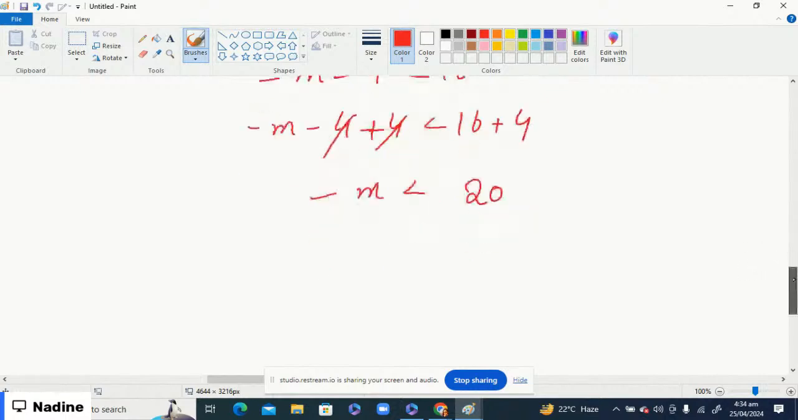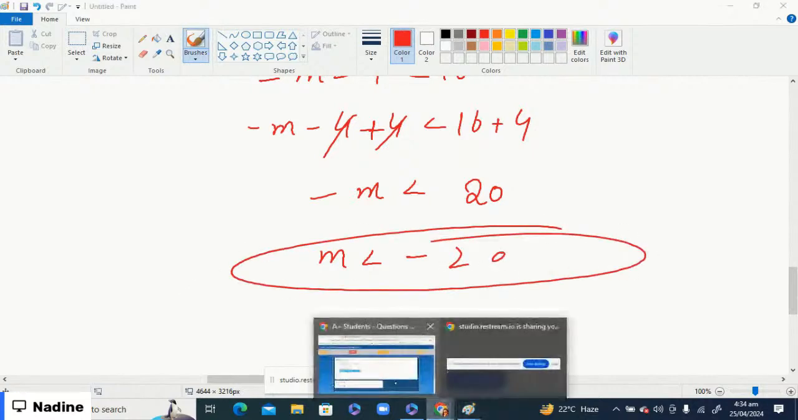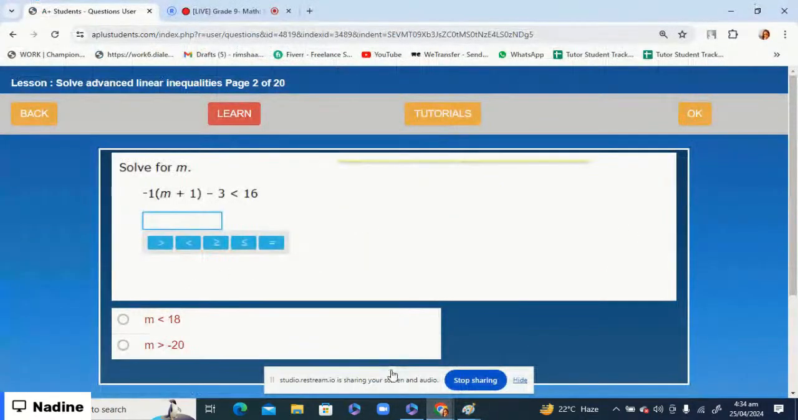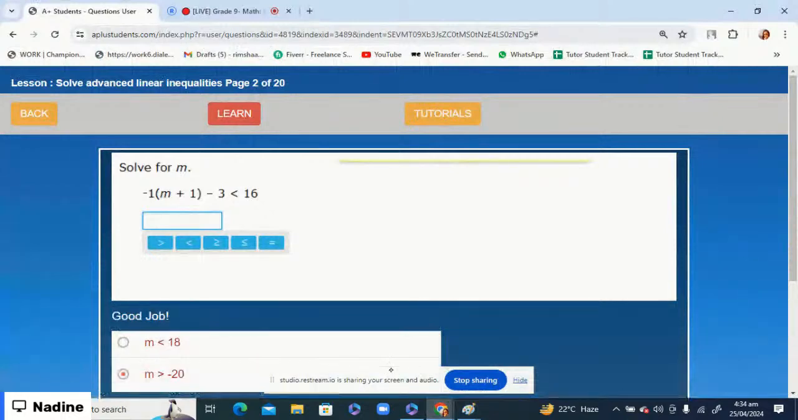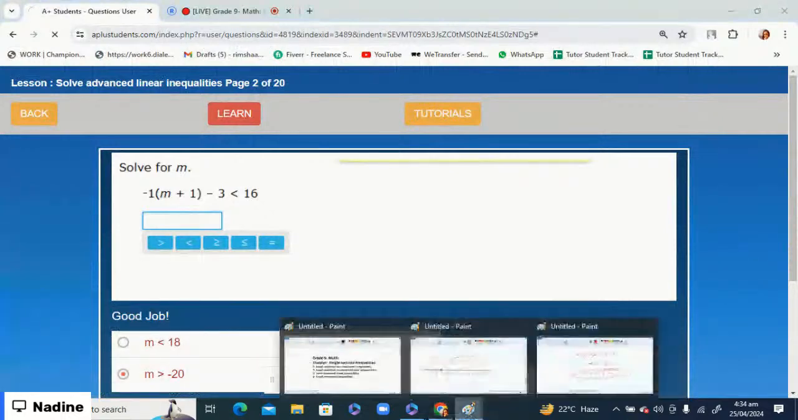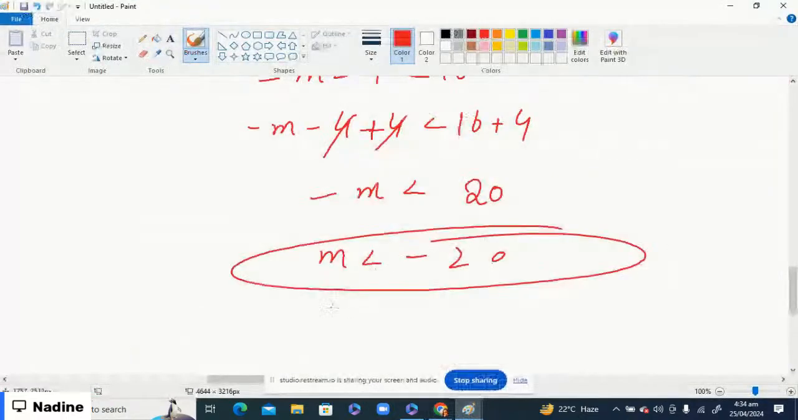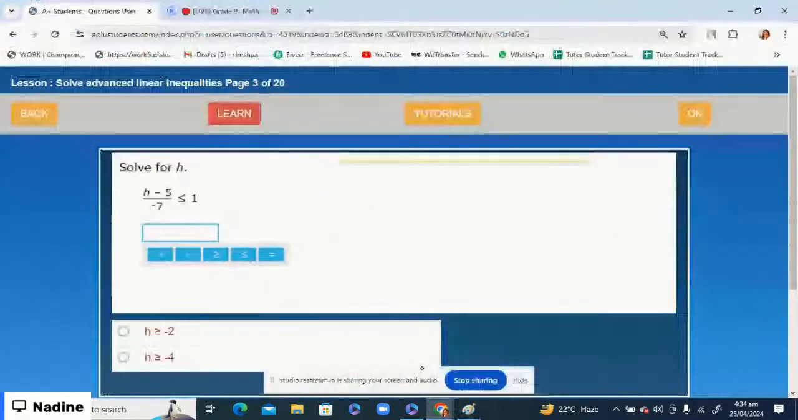This is 20. Dividing both sides with negative sign. This one. Okay? Yeah, it's here. And sorry, sign is also changed. Okay? Understand? Now you solve. Let's solve this one.